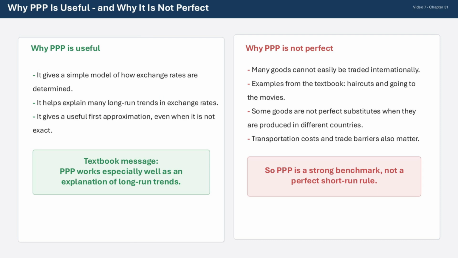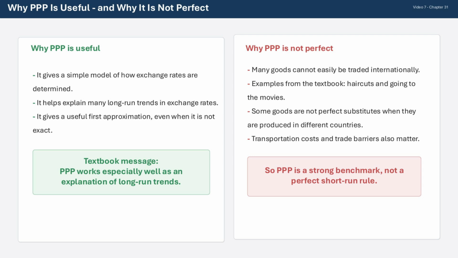Now, I also want to be very clear about something. PPP is a useful idea, but it is not a perfect rule for the real world, and the reasons are actually not hard to understand. First, many goods and services are not easily traded across countries. Think about haircuts, apartment rent, local transportation, or restaurant meals. These are not like phones or wheat. You cannot easily ship them across borders and arbitrage them the same way. Second, even tradable goods are not always exactly the same. Transportation costs matter, taxes matter, tariffs matter, regulations matter, brand differences matter.